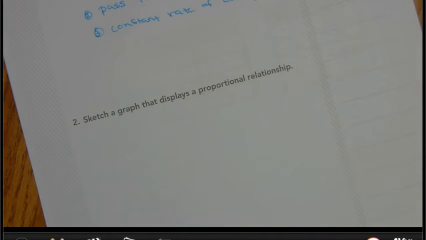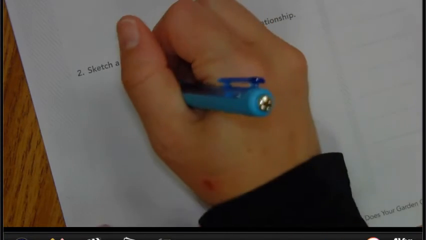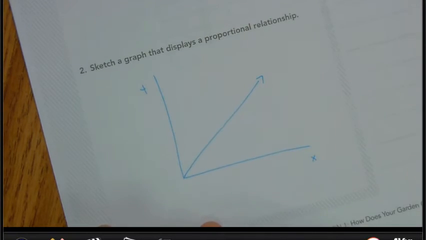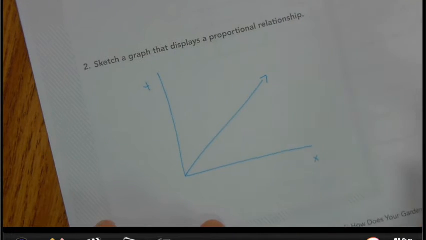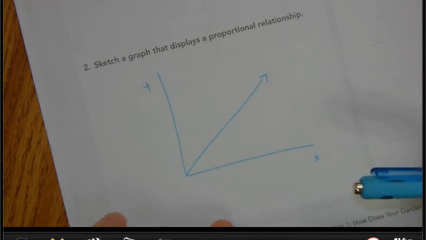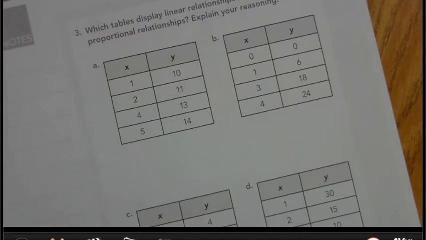Sketch a graph that displays a proportional relationship. Well, we just did this. I have my y-axis and my x-axis, and there we go, a line that is passing straight through the origin, and that is a straight line. And then number 3.